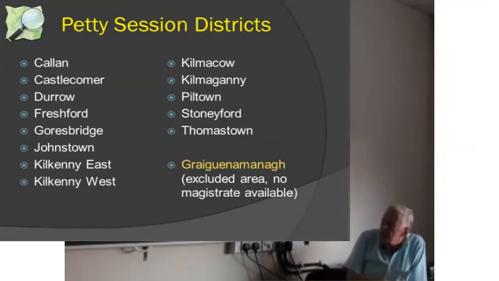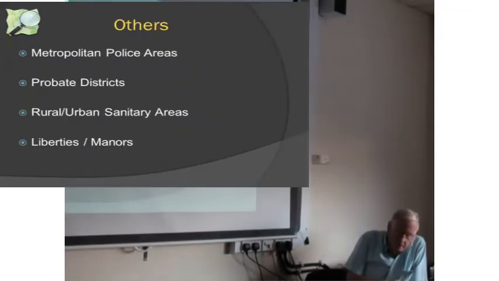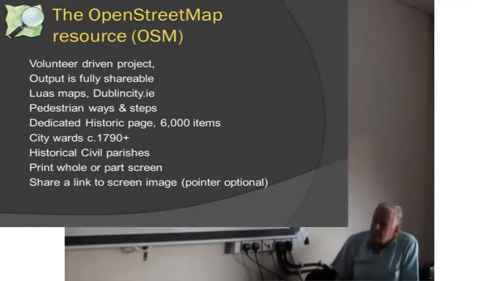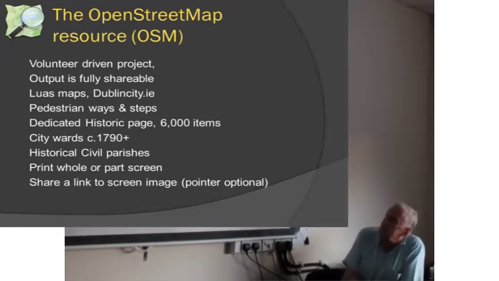I have an idea there was somewhere else, besides Gravener Manor, that was doubtful some way. Other ones that probably, well, the probate one might or might not affect genealogy. The metropolitan police areas shouldn't, or else it's picked up by the courts. Sanitary areas, no. The liberties and the manors is something I'm trying to learn about. A little difficult. Let me tell you now a little bit about the OpenStreetMap, because when you've seen some of the slides of it, I think you'll want to look more for it.